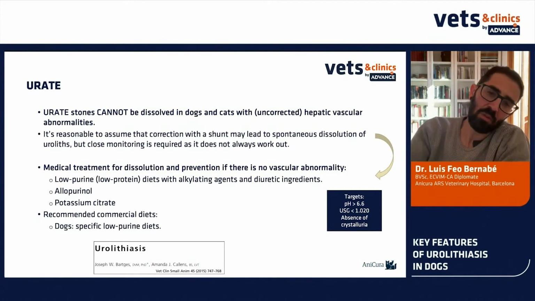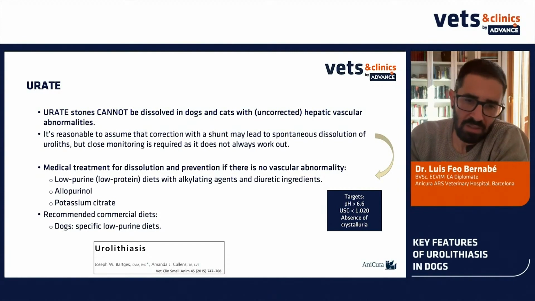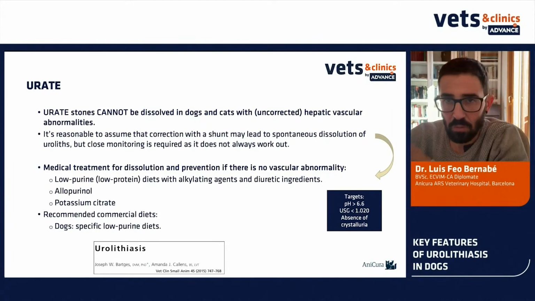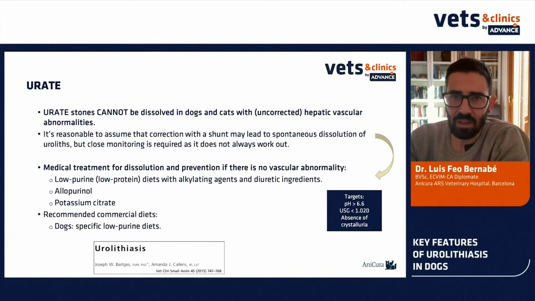The medical treatment for dissolution and prevention, in cases where you don't have hepatic vascular abnormalities, is based on three things. Low purine diets, which I think are quite effective, with alkalinizing agents and diuretic ingredients. Allopurinol is also an effective treatment, and potassium citrate. These are the three strategies to manage this the medical way.